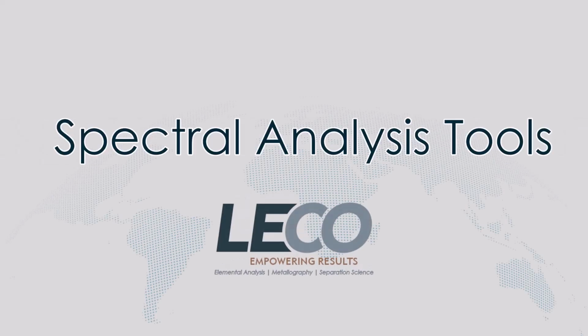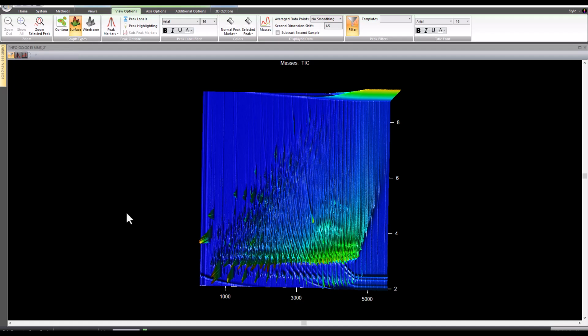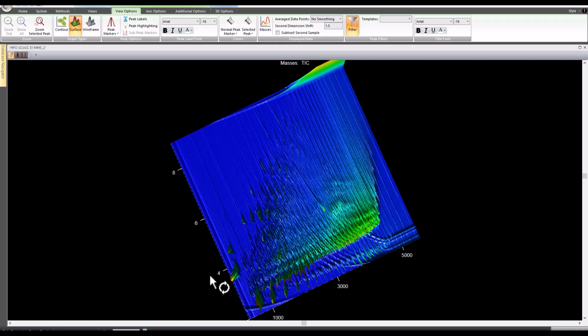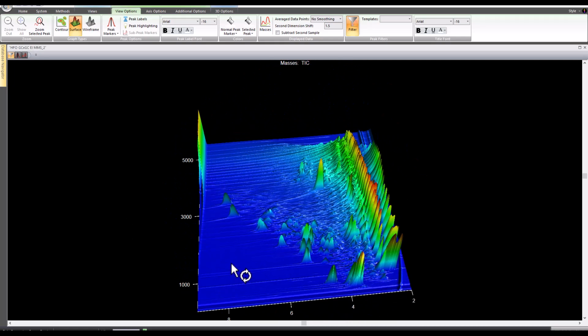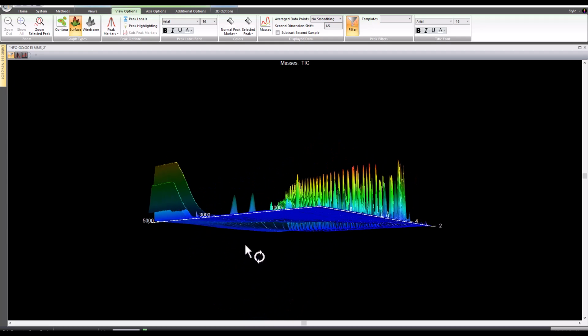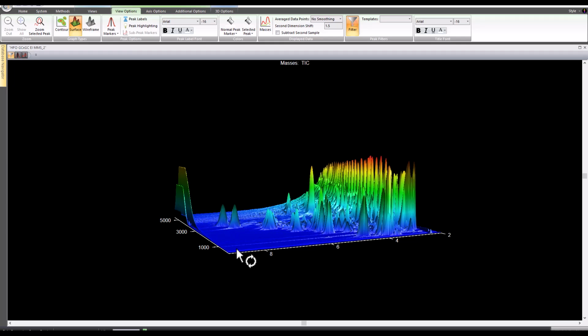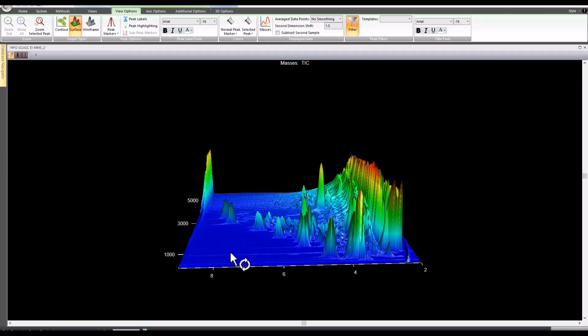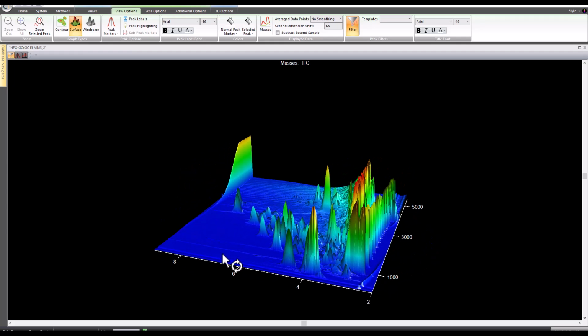LECO ChromaTOF's built-in spectral analysis tool software package enhances your ability to smartly interrogate high-resolution mass spectral data to locate chemically related analytes of interest. In this example, we are trying to locate sulfur-containing species in a two-dimensional GC separation of a feature-rich sample of heavy fuel oil, since these sulfur compounds are regulated to very low levels worldwide in marine fuel oils.